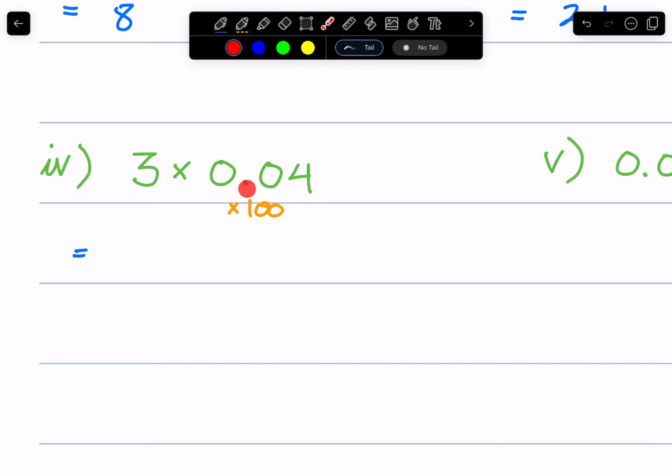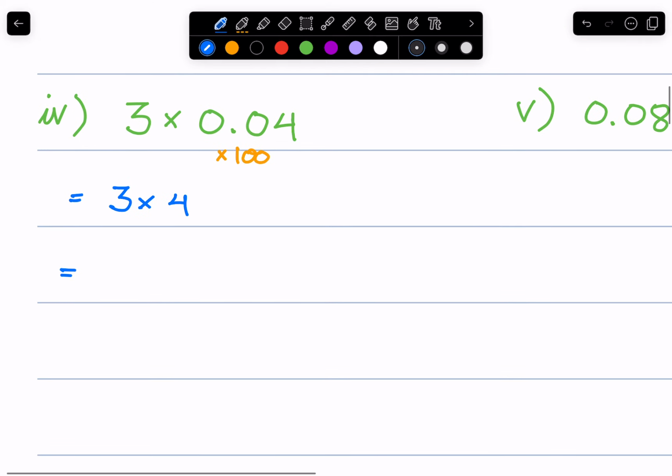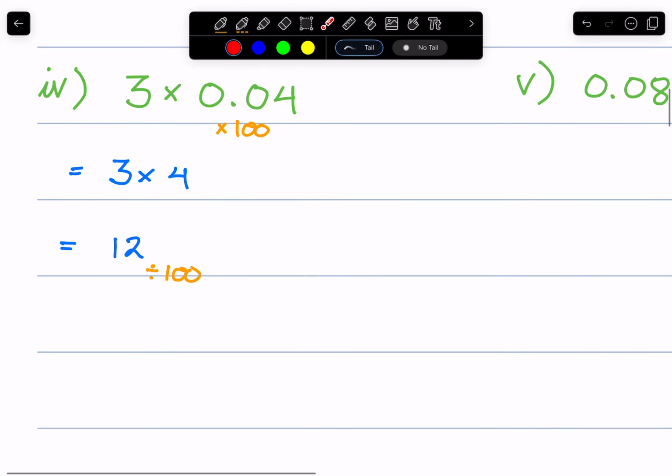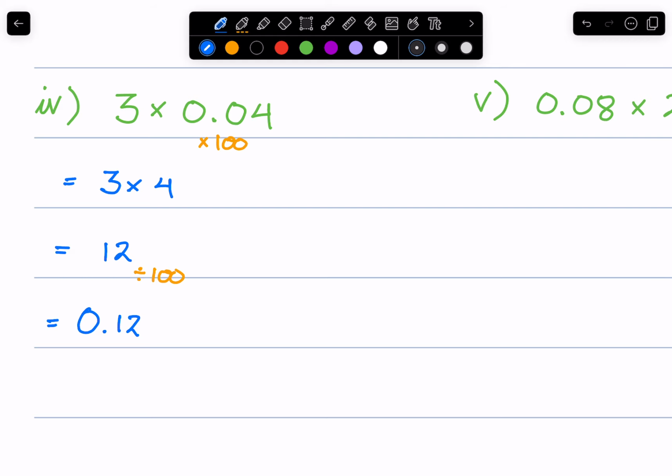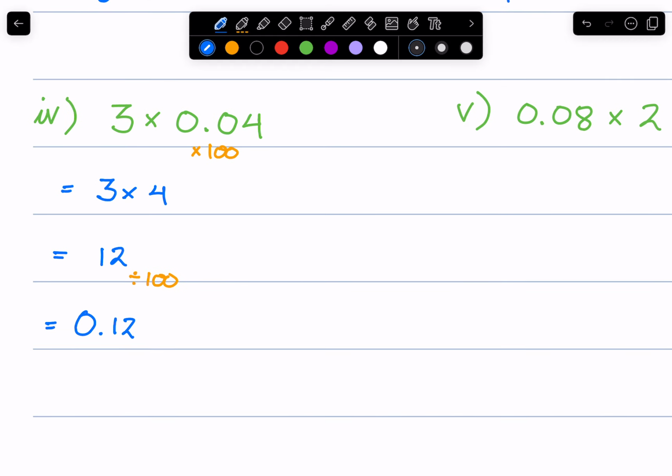So moving this decimal place 2 spots to the right, this problem just becomes 3 times 4, which we know to just be 12. And since we multiplied this by 100, we need to reverse this by dividing the final answer by 100. Now for this one, the decimal place is here. So moving it 2 spaces to the left, it goes 1 and 2. So this becomes 0.12, which we put a 0 in front. So this becomes 0.12. Okay, let's keep going.